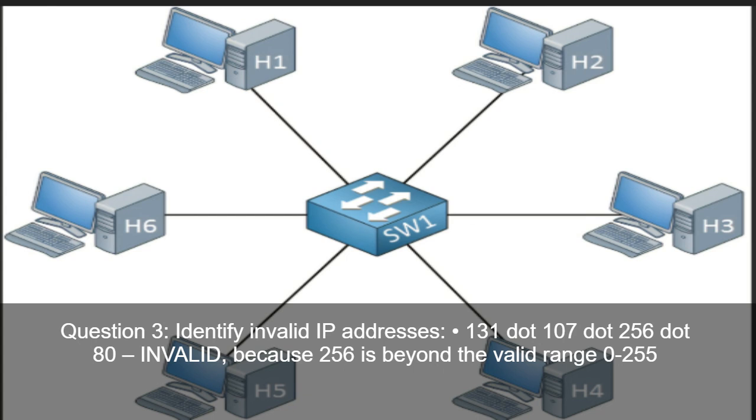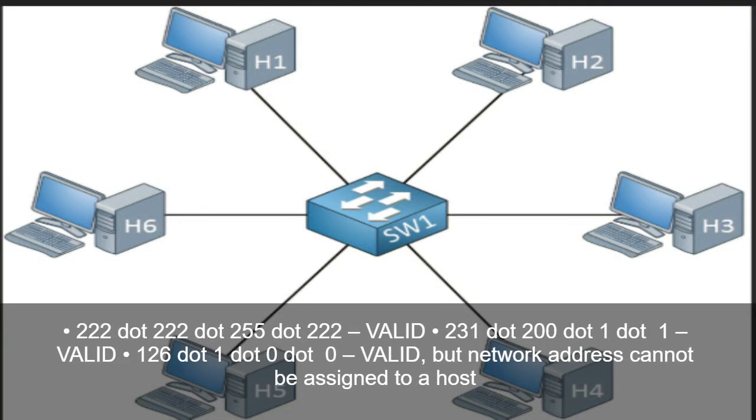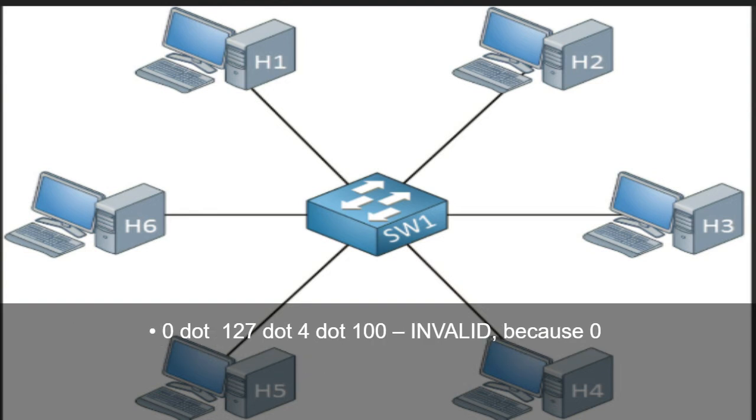131.107.256.80, invalid, because 256 is beyond the valid range 0 to 255. 222.222.255.222, valid. 231.200.1.1, valid. 126.1.0.0, valid, but network address cannot be assigned to a host. 0.127.4.100, invalid, because 0.x is reserved.